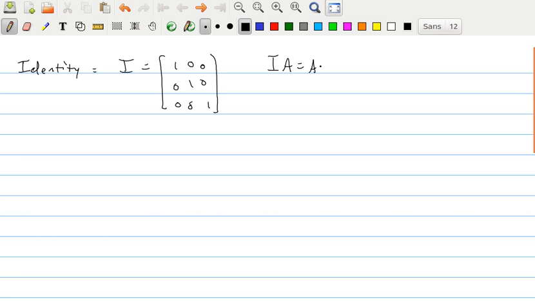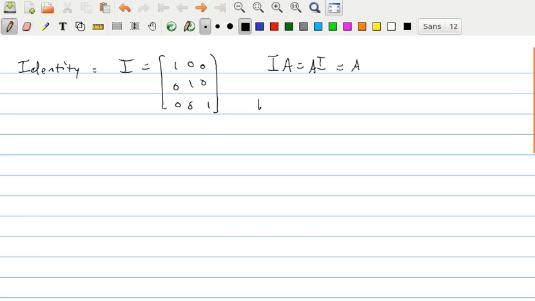So recall the identity matrix. This was written as the matrix I, which for a given dimension has 1 along the diagonals and 0 everywhere else. And this had the algebraic property that when I multiply it by any matrix in either order, I just get that original matrix back.